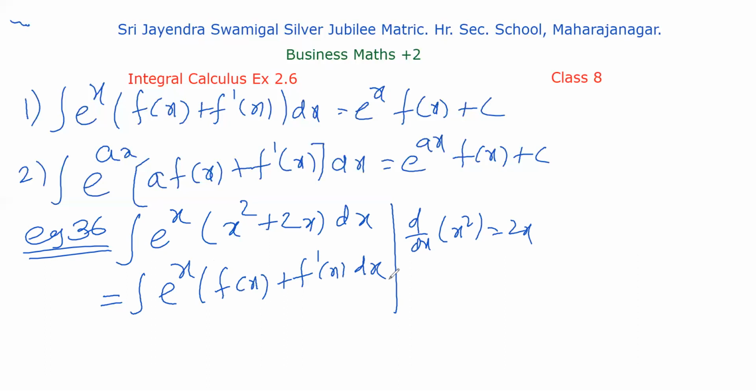So by the first formula the answer is e power x into f of x, where our f of x is equal to x square. So the answer is e power x into x square plus c. This is the answer for 36. The next problem is also a similar problem, but needs some simplification. That's all. Example 37.